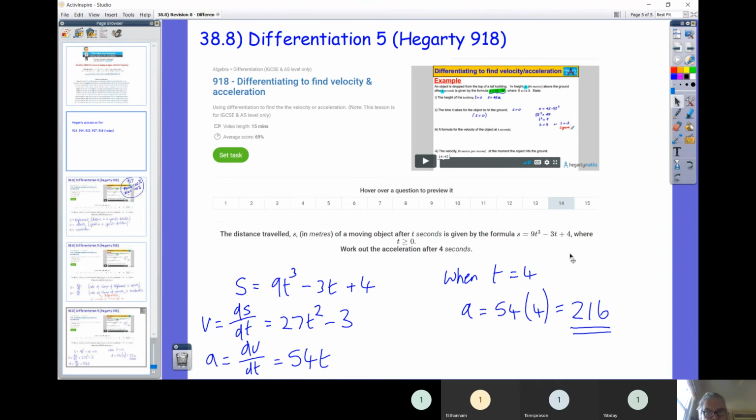So that's all there is to it: moving from distance to velocity to acceleration. What I want you to do is go and have a go at that quiz. It's your choice whether you watch the video first or not. It might give you some different insight. If you're getting stuck on the questions, it's pretty important you go back and watch the video, in case I've missed something.